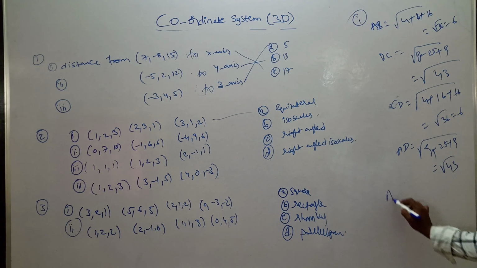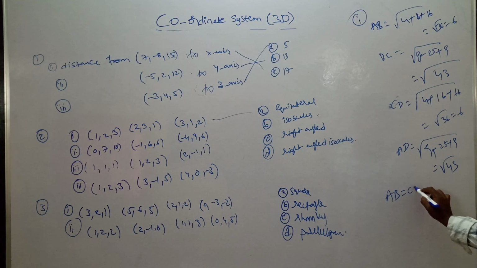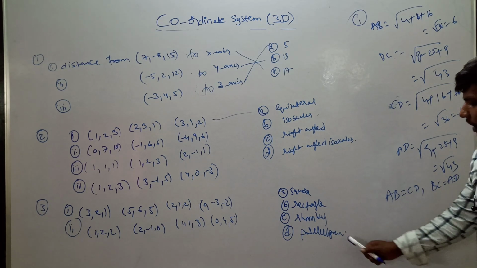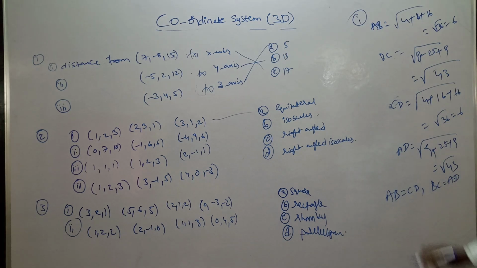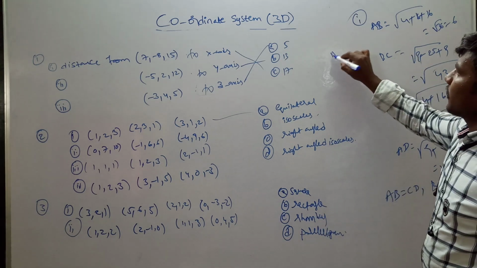Here AB equal to CD and also BC equal to A. Opposite sides are equal. Then it is either a parallelogram or a rectangle. Next we check the diagonals.